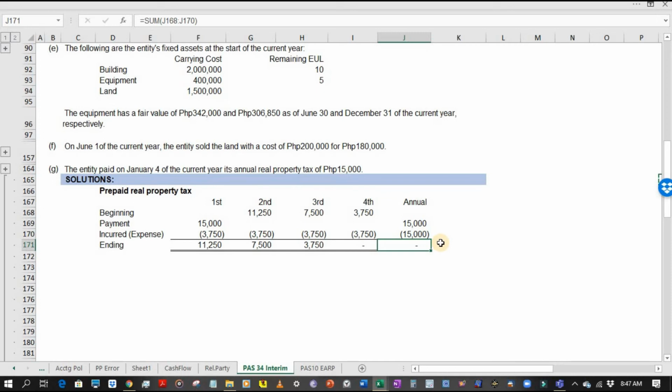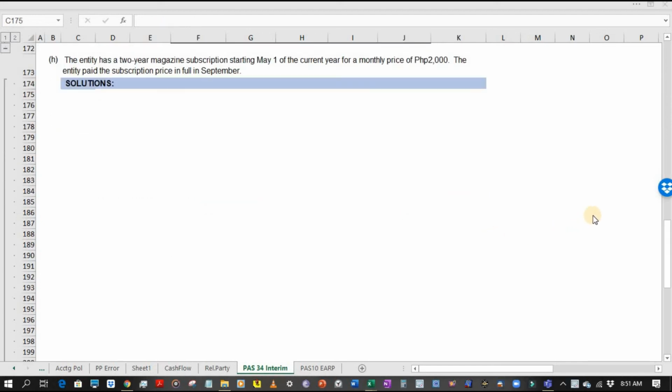Again, this type of expense is similar to depreciation, where we allocate the expense based on a systematic method, because the 15,000 payment will benefit the entity throughout the year, not just one point in time. So now letter H: the entity has a 2-year magazine subscription starting May 1 of the current year for a monthly price of 2,000 pesos.